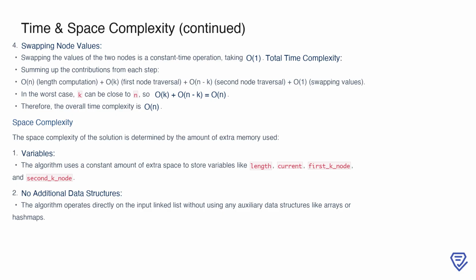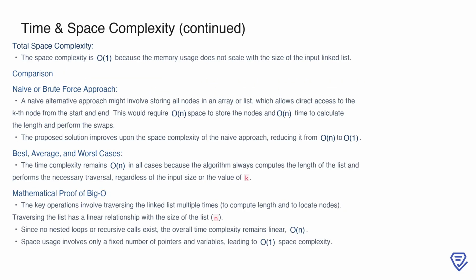Moving on to space complexity, the solution uses a constant amount of extra memory. Variables like length, current, first_k_node, and second_k_node are used, but these do not scale with the size of the input. Additionally, since the algorithm does not rely on any auxiliary data structures, such as arrays or hash maps, it operates in place on the linked list. Summarizing the space complexity, the algorithm requires only O(1) space because the memory usage remains constant irrespective of the size of the linked list.